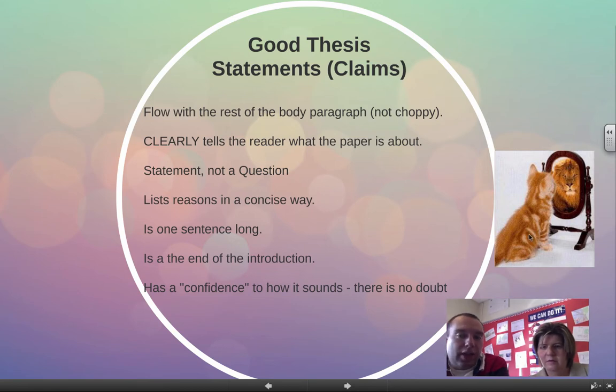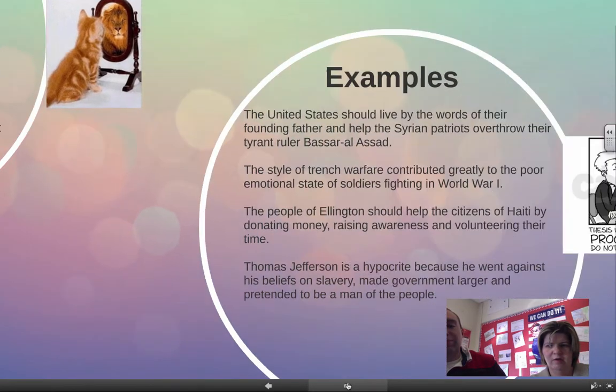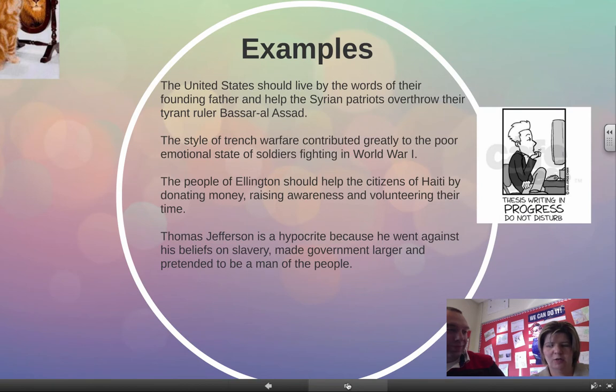So you should be like this cat in the mirror where the lion is the reflection. You growl back at that lion. Strong. You're that little kitty, and you're saying, I know what my thesis is, and I'm not going to listen to what that lion says back to me.